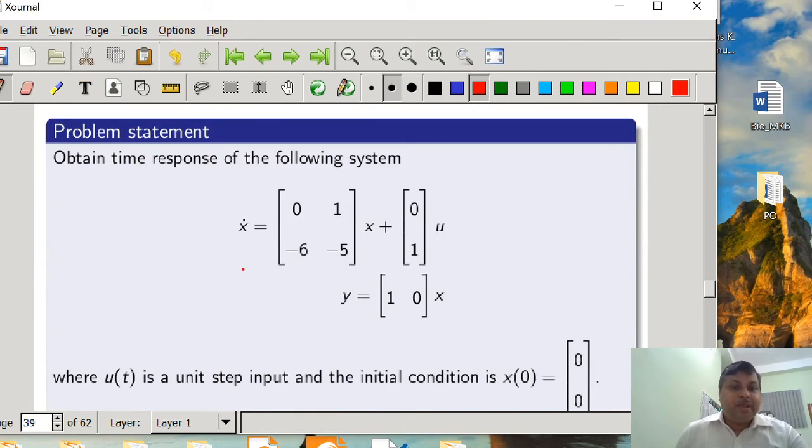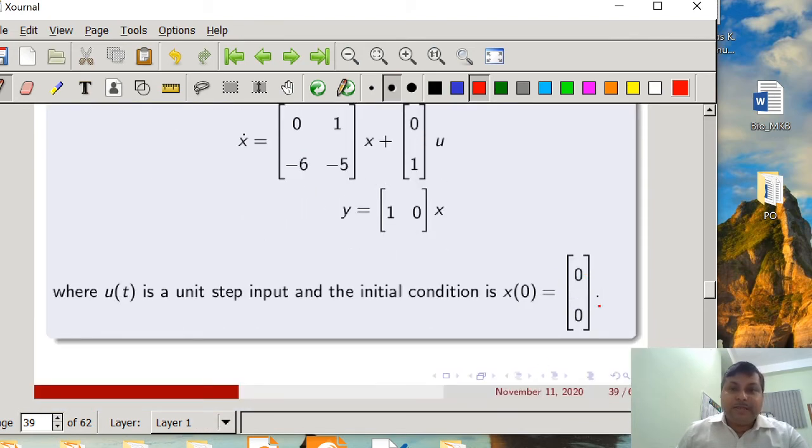Suppose the same example that we have taken as a homogeneous case, where we only computed e to the power At, or the solution for x dot t equal to [0, 1; -6, -5] into x. Now an input term is also given, that is B into u, y equal to Cx, where u(t) is a unit step input and the initial condition is given as 0, 0.